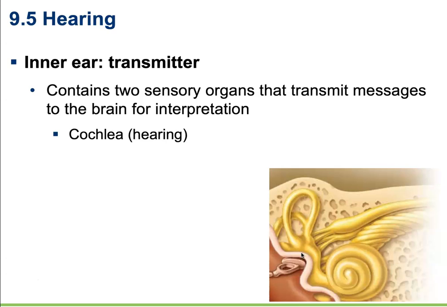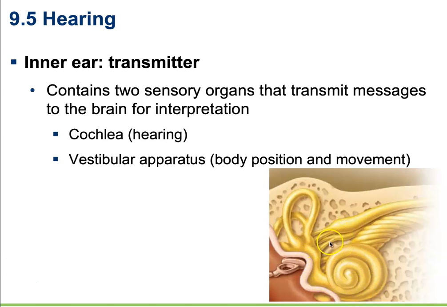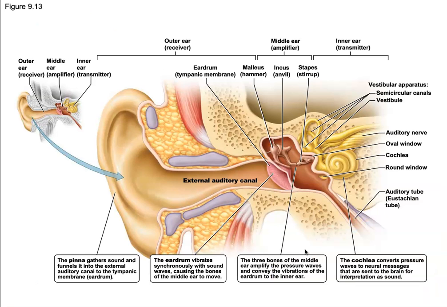And there are actually two special senses that are found here. One is going to be hearing. This is going to be conveyed by the cochlea. And then also the vestibular apparatus. This region over here is going to be responsible for conveying information about body position and movement.